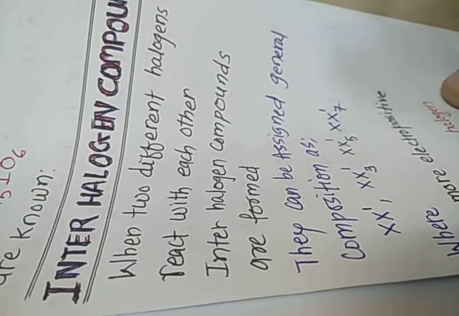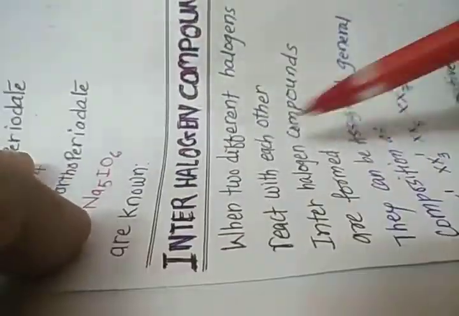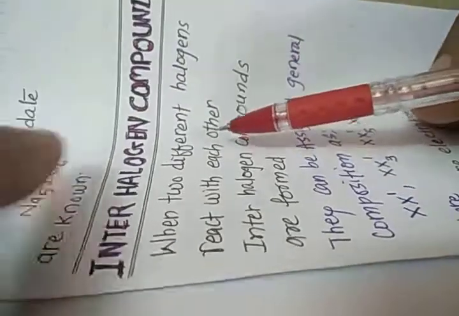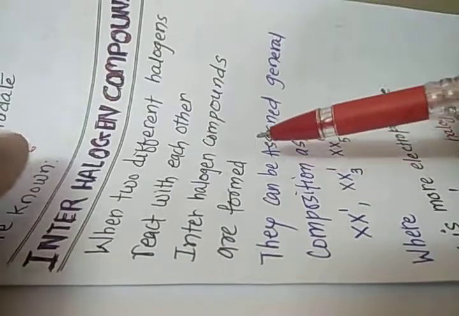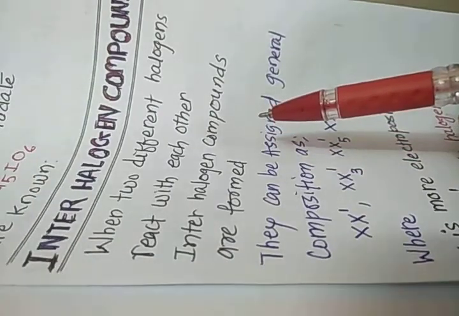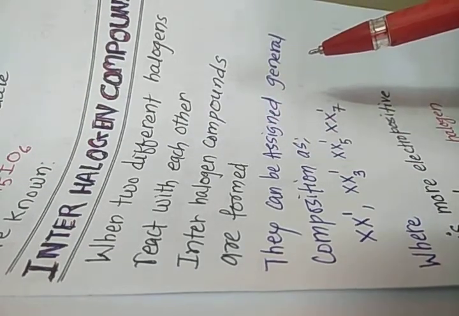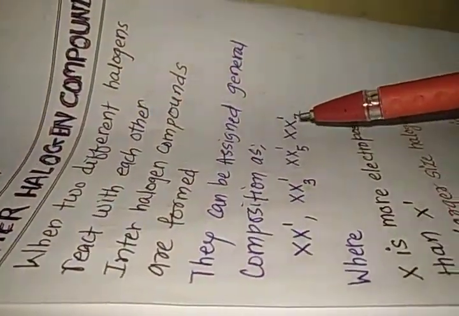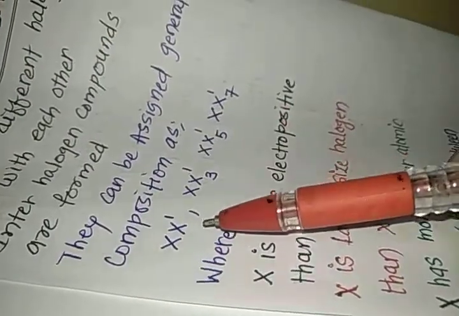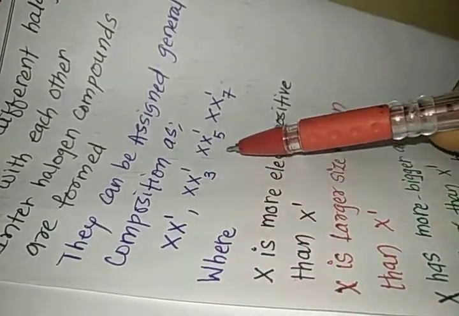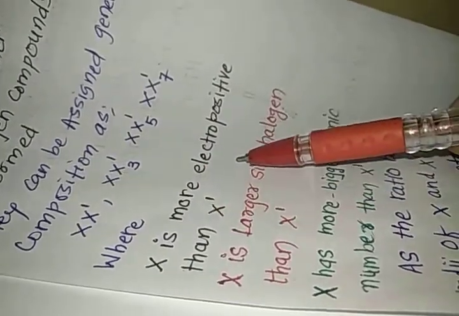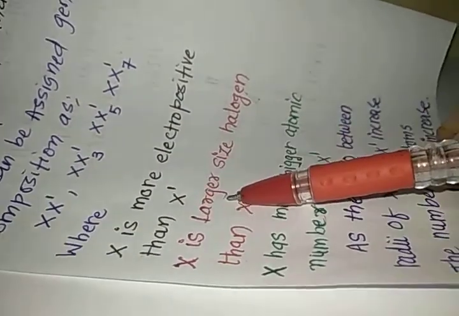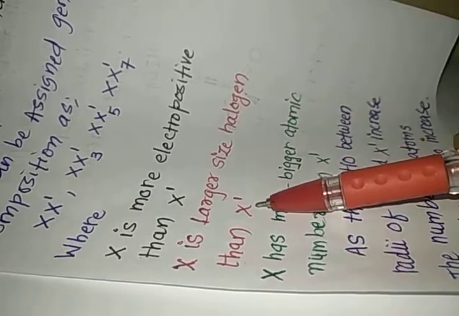Hello, dear students. We want to study the interhalogen compounds. When two different halogens react with each other, interhalogen compounds are formed. They can be assigned the general composition XX', XX'3, XX'5, XX'7, where X is more electropositive than X' and X is the larger size halogen than X'.